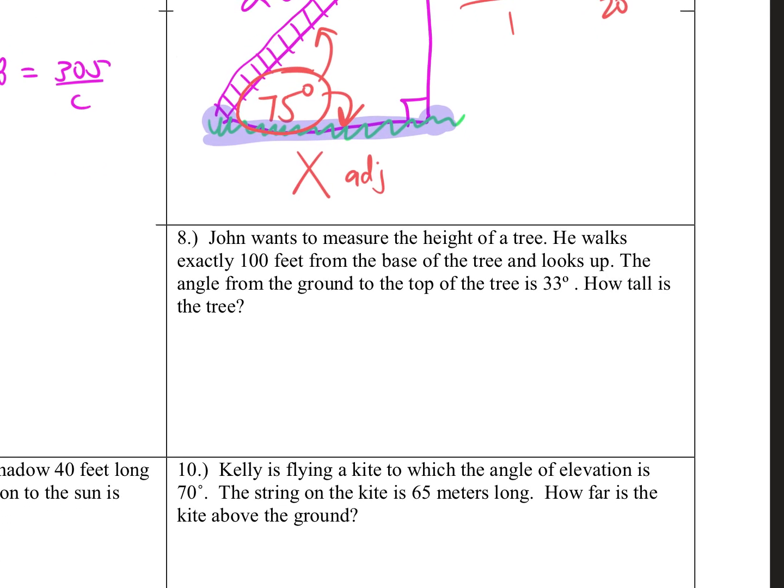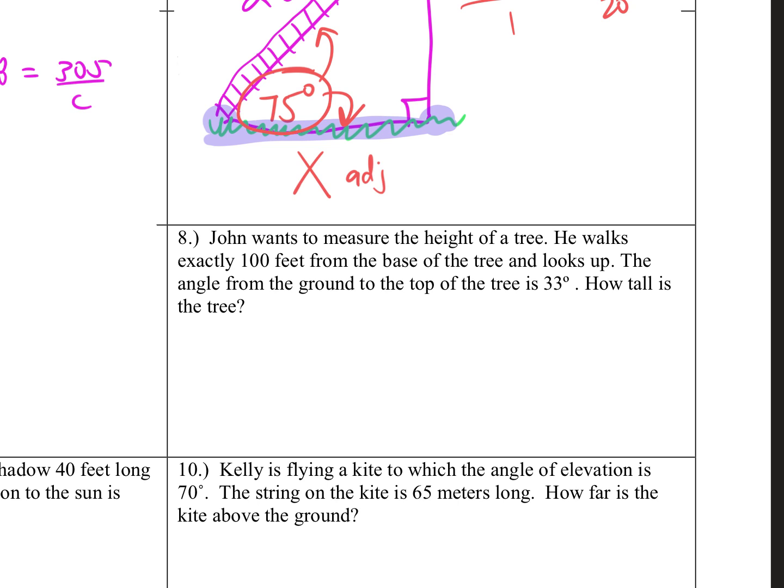Look at 8. John wants to measure the height of a tree. Okay, draw your triangle. We're talking about a tree. Here's my tree. All right, you guys agree that's a tree? The tree grows up in the air, right? He wants to measure the height of the tree. How tall is the tree? So what are we looking for? The Y. We're looking for how tall this tree is.